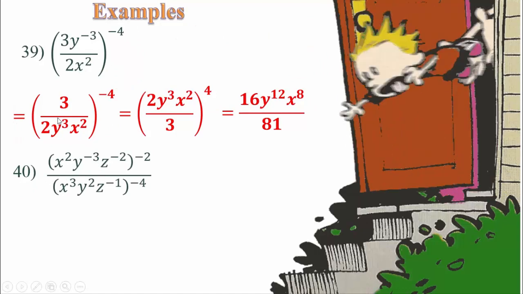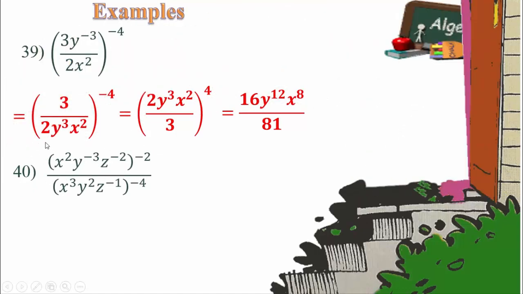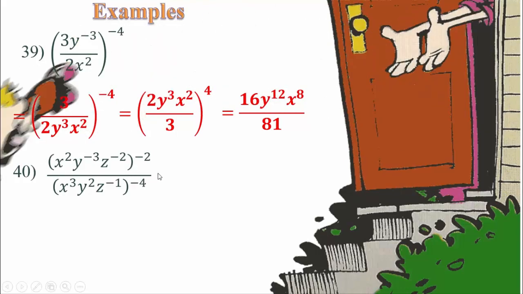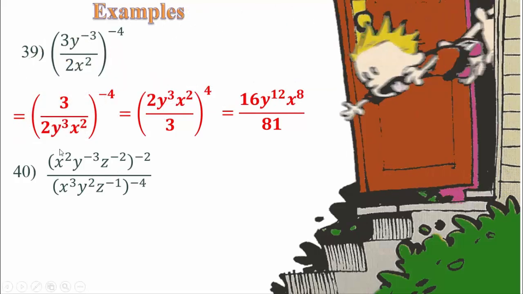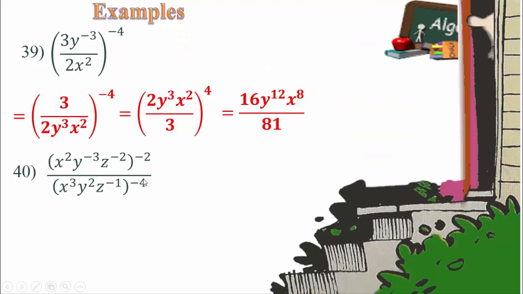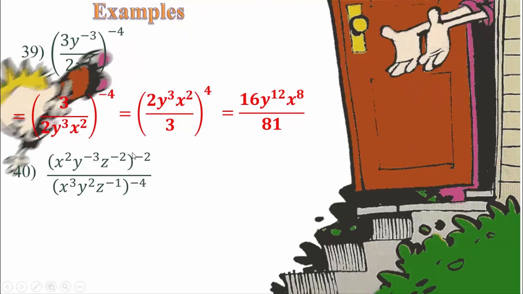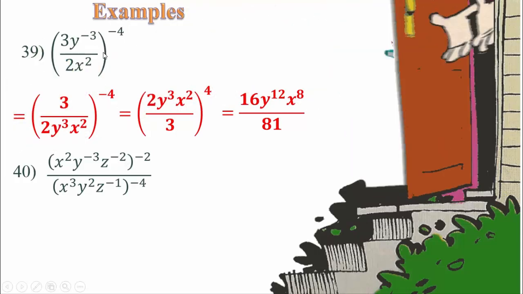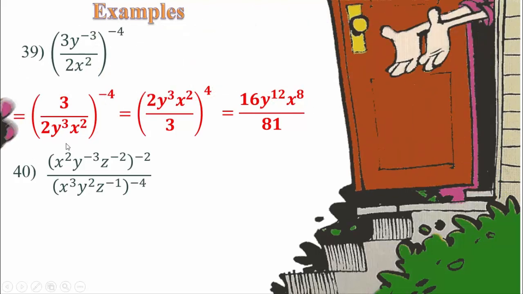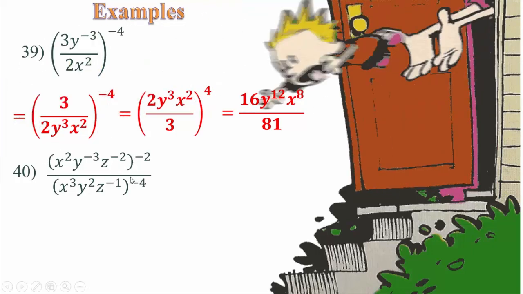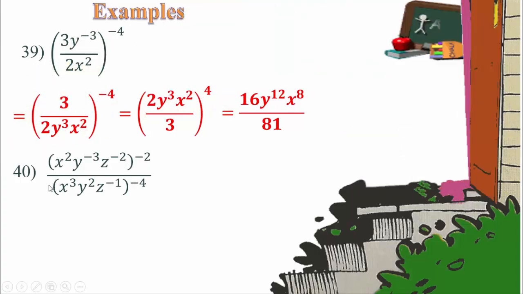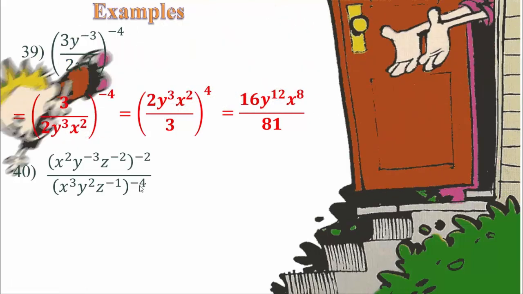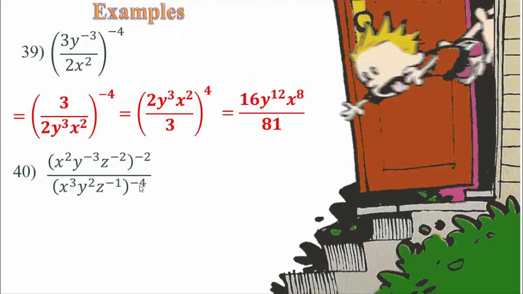In number 40, we have this. Now notice here how the bracket is to the negative 2, and it's only this. It's not the entire quotient. And this bottom one is to negative 4. So you have to look at it a little bit differently than we did here, where this bracket covers everything, and this bracket only covers the top to the negative 2 power, and this bracket only covers the bottom to the negative 4 power. So let's look at how we deal with something like this on the whiteboard.